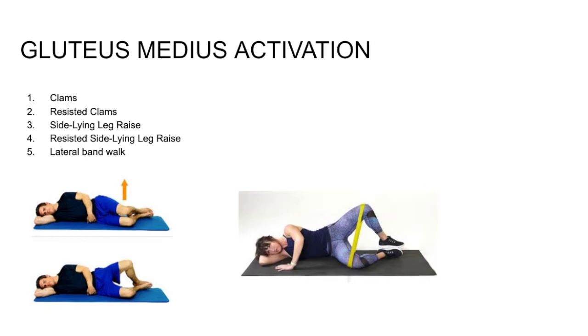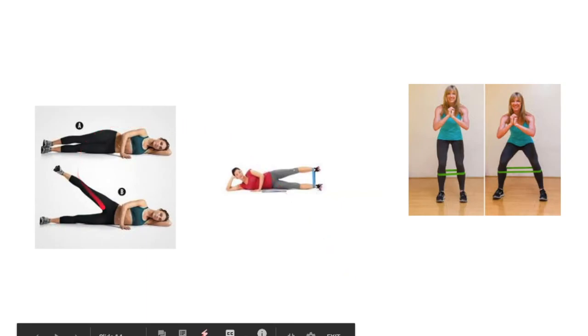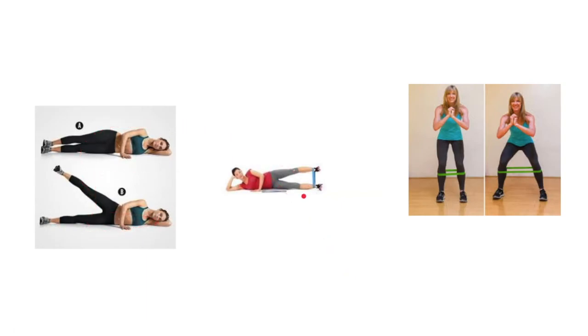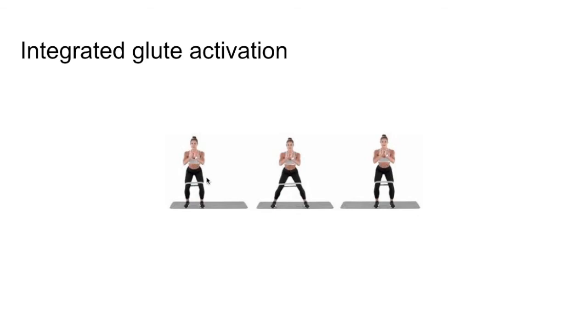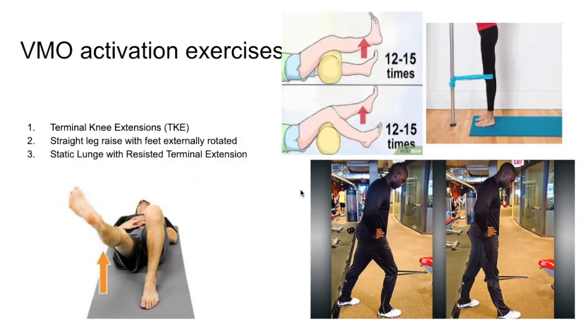To activate the gluteus medius, I have listed out five simple exercises. First one is your clams, wherein the ankles are fixed together, only the knee moves apart. This is the resisted clam with the TheraBand, and this is side lying leg raise. This is a side lying leg raise with a TheraBand, and this is lateral walk with the band. Moving on, you can do this lateral band walk along with the squat position. This is an integrated glute activation exercise. It mainly helps to activate the gluteus medius muscle.